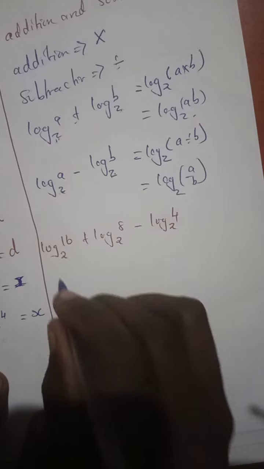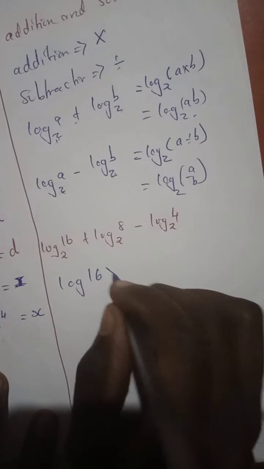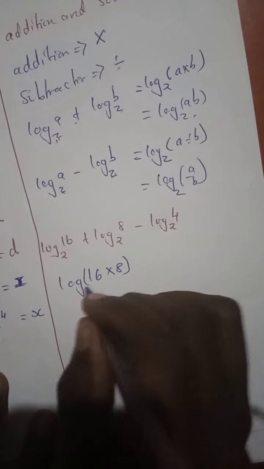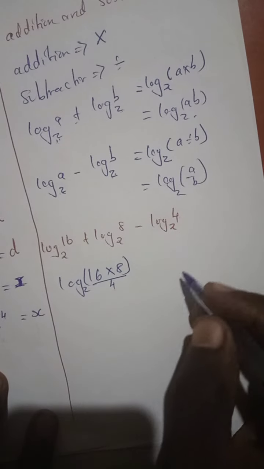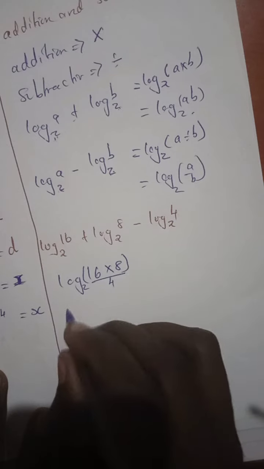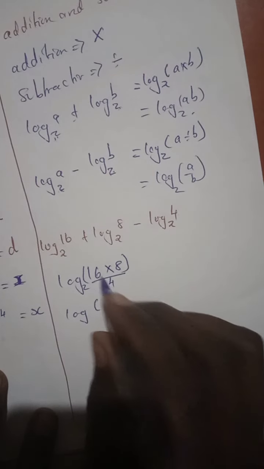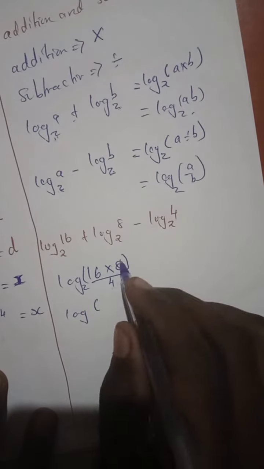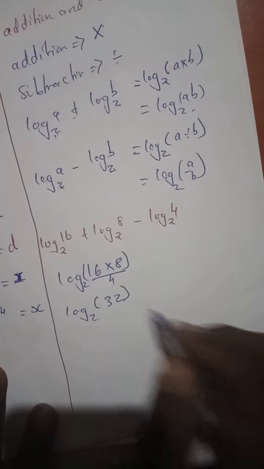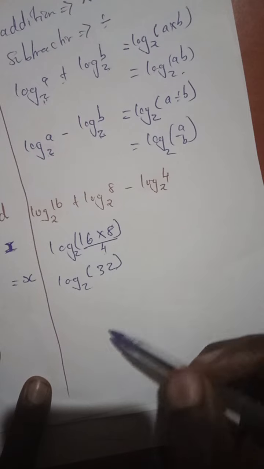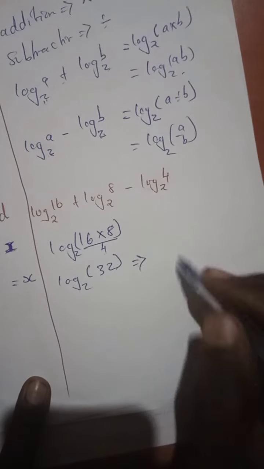So it becomes the logarithm of 16 times 8 to base 2, then divided by 4 to base 2 again. This can be simplified to get the logarithm of, from the calculator, 4 goes here 2, this becomes 32. So the logarithm of 32 to base 2. Remember, from the conversion sign, this one is the same as what it implies.